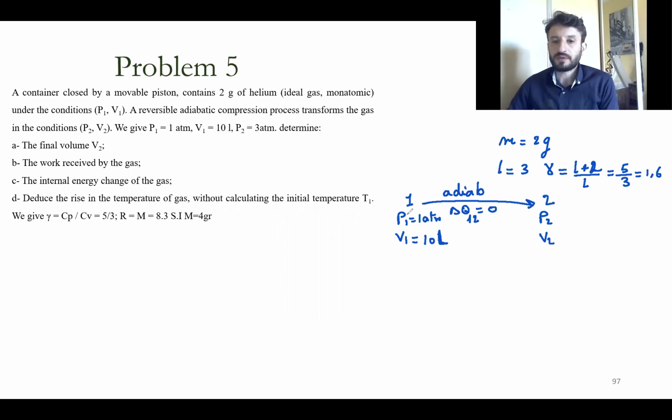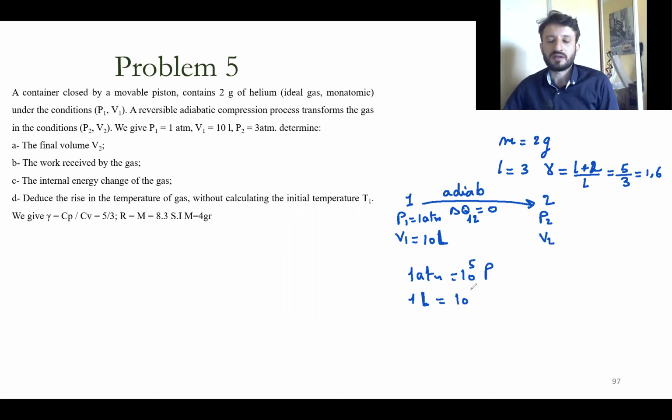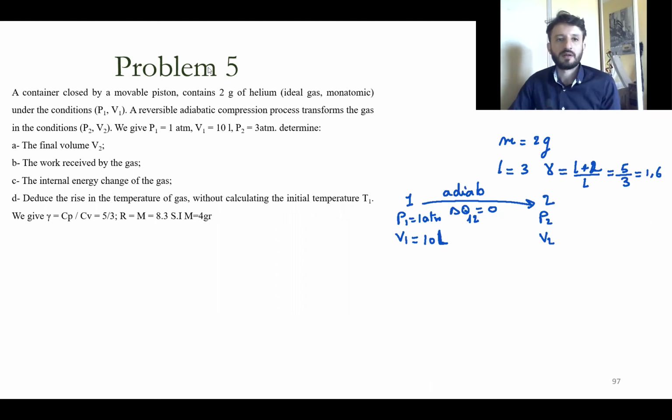In general, you can use the unit of P in Pascal and the unit of volume in m cubed. 180 m equals 10^5 Pascal, and 1 liter equals 10⁻³ m³. Question 1: find the final volume V2. I want to find V2. And here I give you P2 equals 380 m.